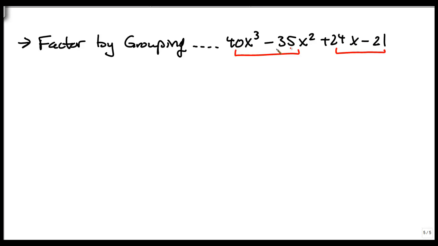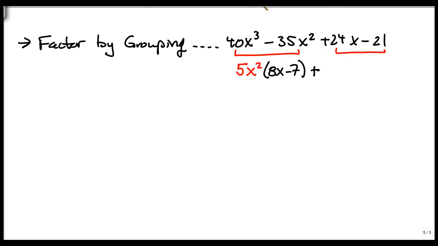So in my first group here, 40 and 35, they both have a 5. The largest number of x's I can pull out of both is x squared. So I'd be left with 5x squared. 5 times 8 is 40x, and 7 times 5 is 35. Now over here, 24 and 21. Let me see. 7 times 3 is 21. 8 times 3 is 24. Yep, I think that'll work.